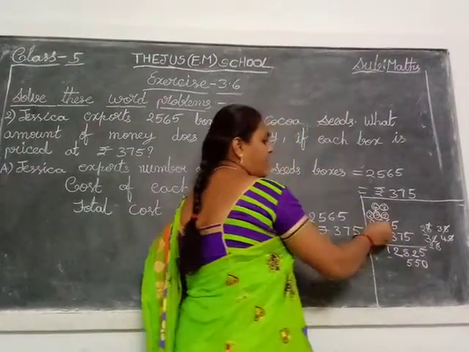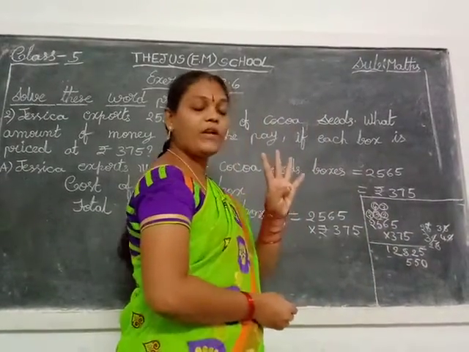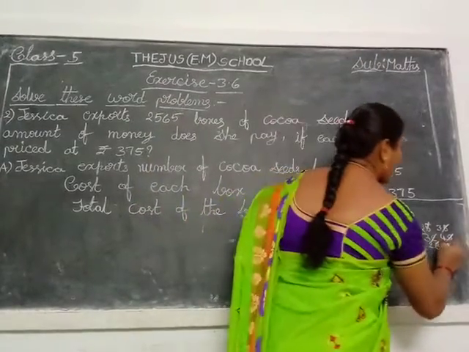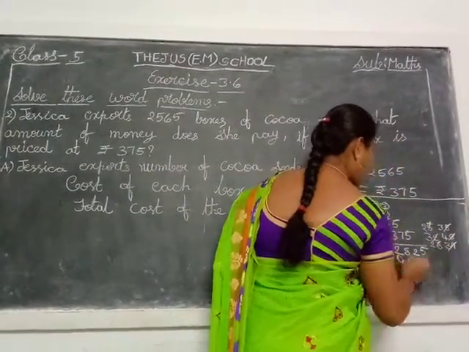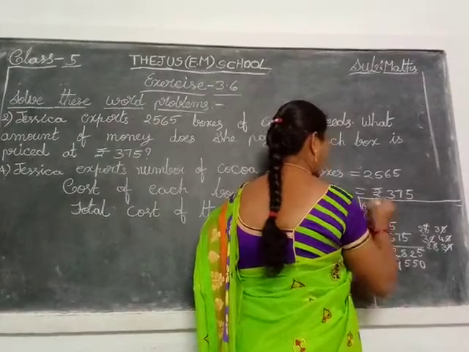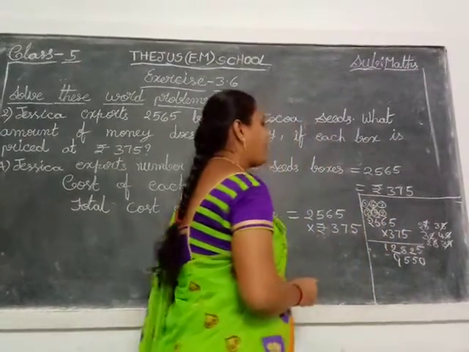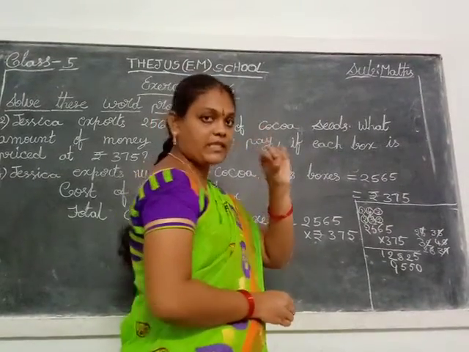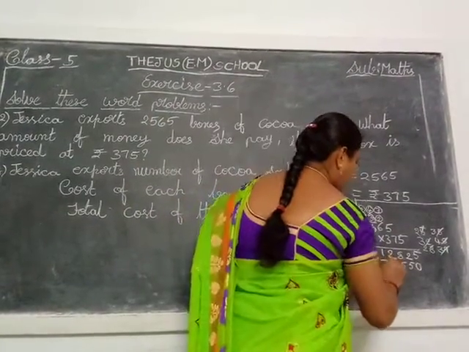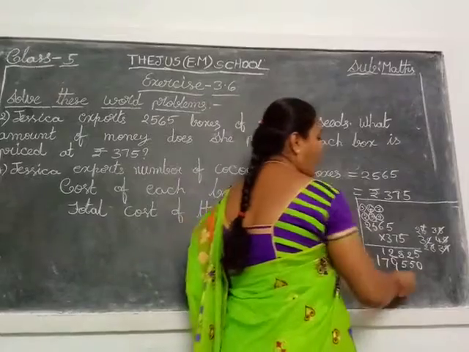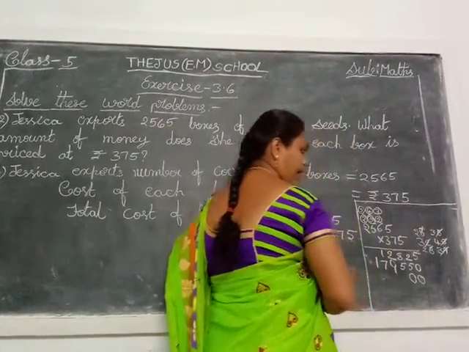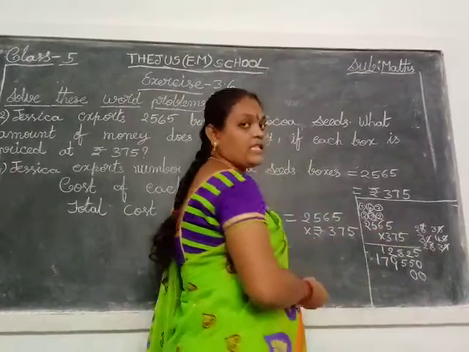7 fives are 35, keep in your mind. Take 4 fingers, after 35: 36, 37, 38, 39. So 39, 9 right here, and this 3 next number upside. 7 twos are 14. 14 keep in your mind. Take 3 fingers, after 14: 15, 16, 17. So 17. Okay, children. Now ones place multiplication completed. Tens place multiplication completed. Now hundreds place will start the answers also.